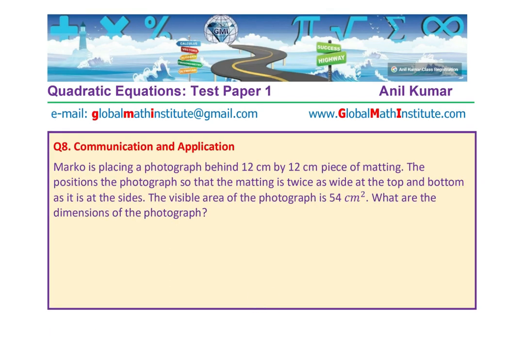And now the last question for you. Marco is placing a photograph behind a 12 centimeter by 12 centimeter piece of matting. He positions the photograph so that the matting is twice as wide at the top and bottom as it is at the sides. The visible area of the photograph is 54 square centimeters. What are the dimensions of the photograph? Sketch the diagram. Solve this question.